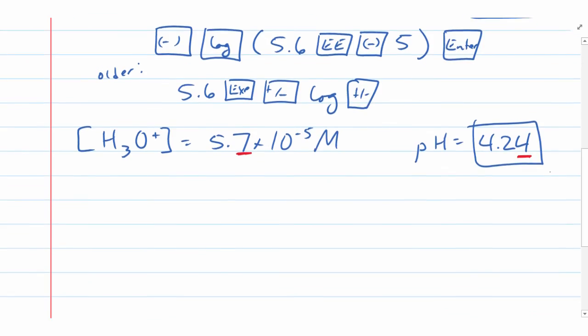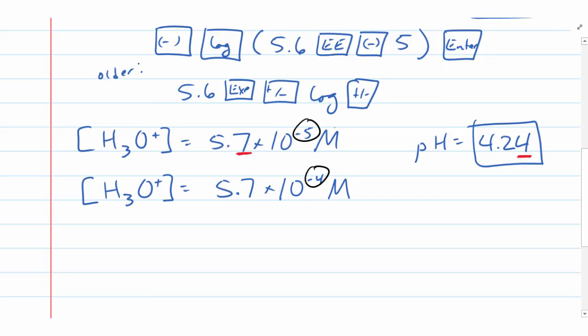So let's do another example, and make sure you can come up with these now on your calculators. Let's say that the hydronium ion concentration, I'm going to keep the 5.7 there, but now I'm going to change the number to 10 to the negative 4th molar. So now I'm changing this number up here. Let's see what that does to the pH. And we come up with 3.24.